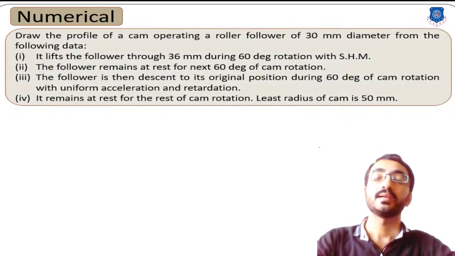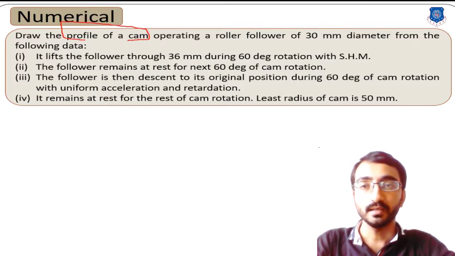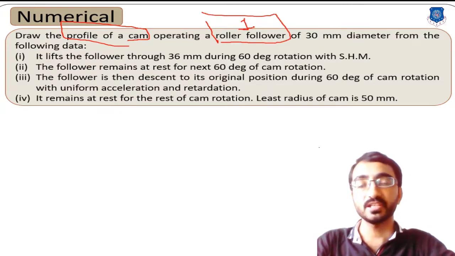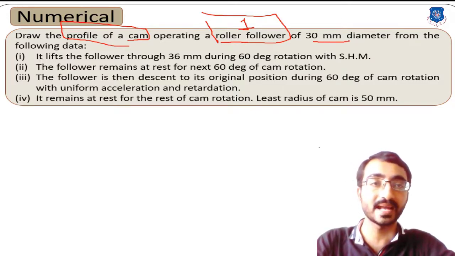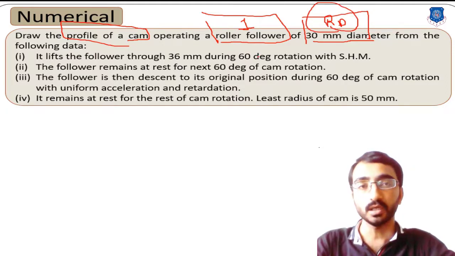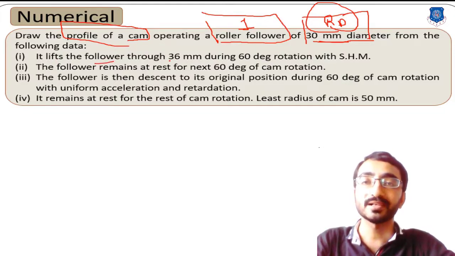Over here it is given that we have to draw the profile of a cam. So we have to sketch the cam profile operating a roller follower. The first data, that is the type of follower, is given as a roller follower, and the dimension for the roller follower is given as 30 mm diameter. The second data is the diameter of the roller follower, or RD. If you consider the radius of diameter 30 mm, then the next data is that the follower lifts through 36 mm.